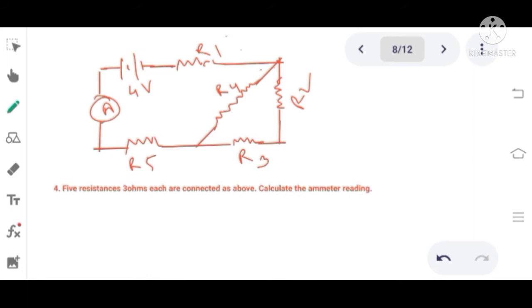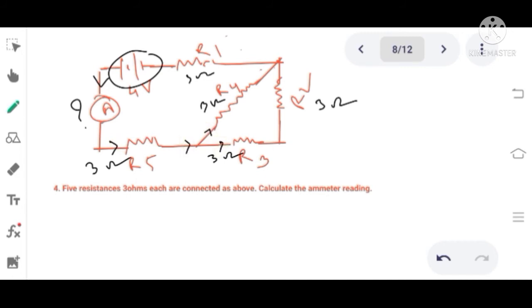This is again a series parallel combination question. The circuit looks complicated at the first look, but then it becomes easy. So here each resistance is given as 3 ohms. 5 resistors are there. First thing you need to identify which are in series, which are in parallel, and a battery of 4 volts is connected. You need to find out the ammeter reading, means you need to calculate the current. So here first thing is look at the battery. From the positive terminal current starts flowing, goes to R5, then it gets split into R4 and R3.